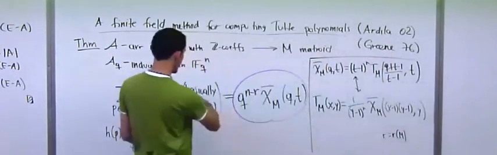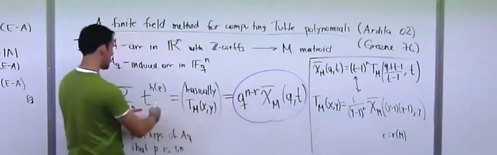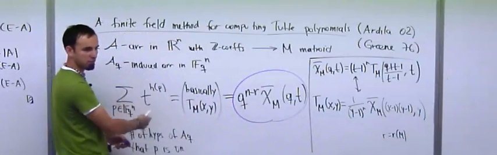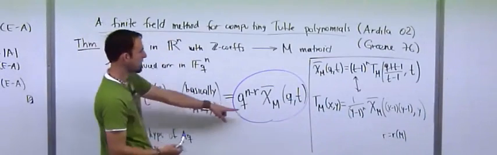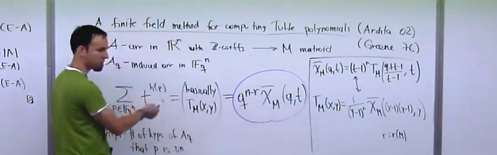That's why I say the only reason I introduce this notation is so that I can write this in a nice way. This is just a convenient notation to be able to state this theorem in a nice way.